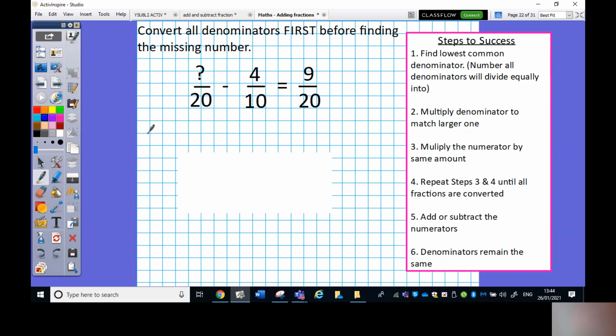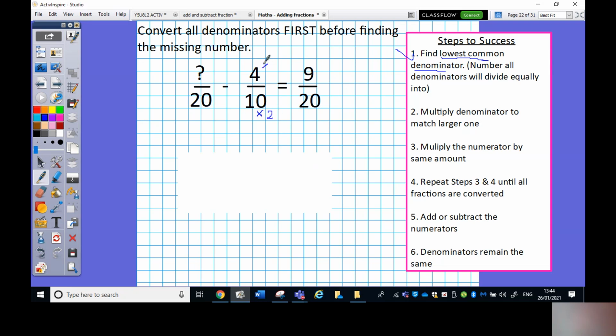Okay, let's try this one again. Convert all denominators first before finding the missing number. We have 20ths, take away 4/10, which equals 9/20. So first I'm going to find the lowest common denominator, which is, got 20, 10 and 20. Good, 20, well done. I'm going to multiply the denominator to match the larger one. So I'm going to multiply 10 by 2 to get 20.